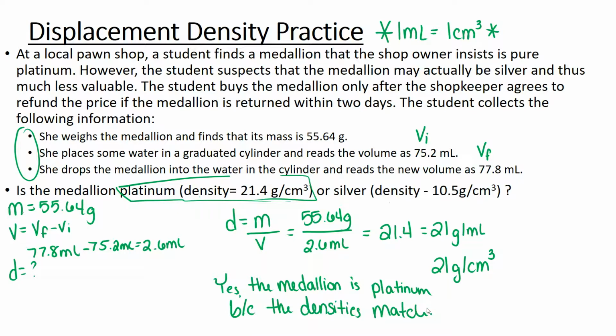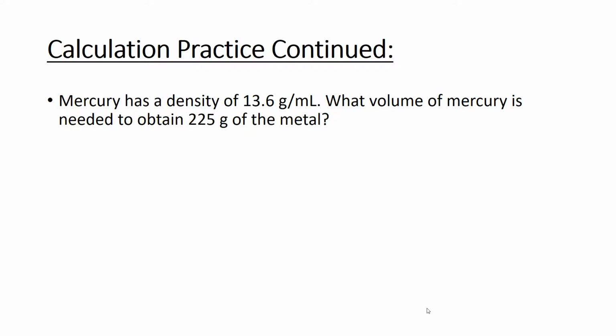So on to the next example. The last few just have their own little quirks going on with them, different from the previous 2 problems. It tells us mercury has a density of 13.6 grams per milliliter. Mercury, if you know anything about it, is a metal that is liquid at room temperature. It's the only metal that has that characteristic, but it's also very, very dense. It's asking us what volume is needed to have 225 grams of this stuff.